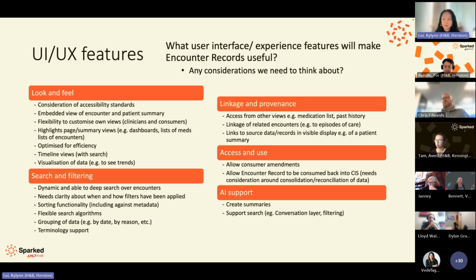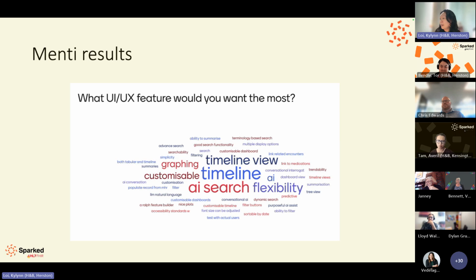Being able to search and filter, that was a really big one: having flexible search, being able to sort, being able to be clear how things are filtered, and grouping of things. Then linkage and provenance, being able to go from one to the other, linking related encounters and linking to source data records. Access and use, allowing consumer amendments, and allowing encounter records to be consumed back into the SIS. And then the big one is AI support to help you create summaries, but also to support the search, whether it's through filtering or a conversational layer asking the AI a question. And that was the mentee from the day as well.